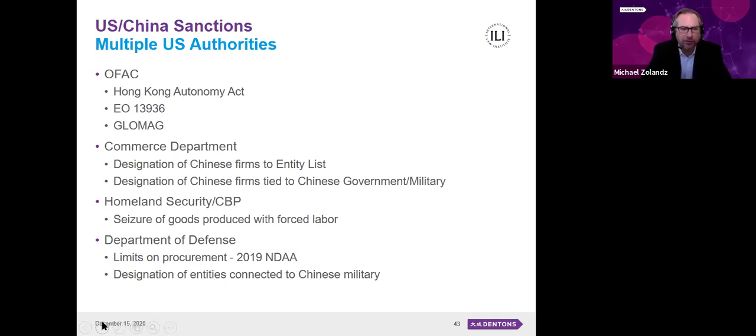But it's important to recognize that this is one of those areas where the comprehensive nature of sanctions, cutting across government agencies, cutting across different types of authorities, is really quite pronounced. Next slide.